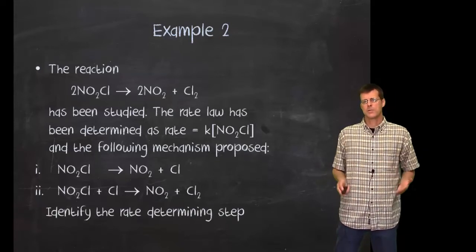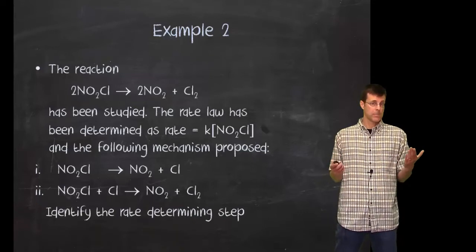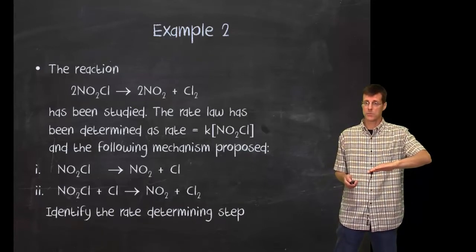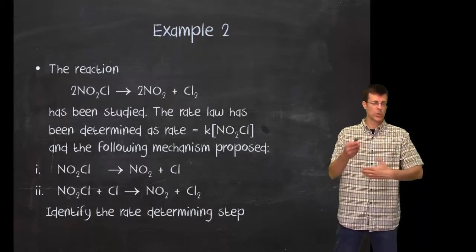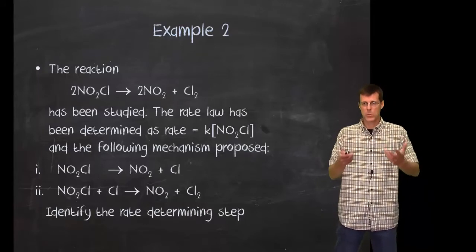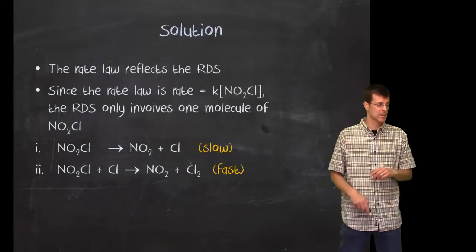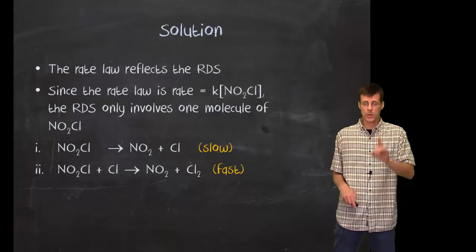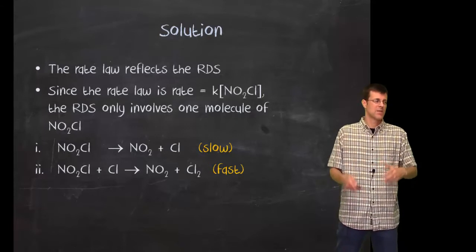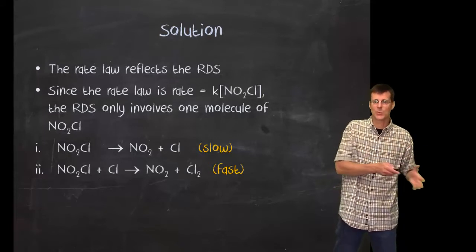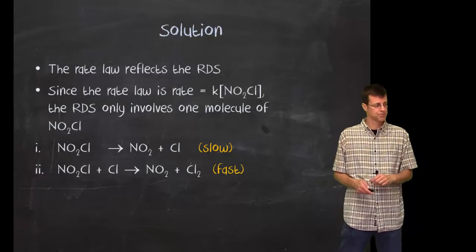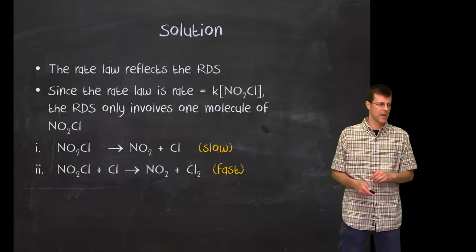If you were asked to identify the rate determining step, what would you do? You'd look at the rate law, and then you compare that to the proposed mechanism, and you say which one matches up the best. So because our rate law only had 1 of those reactants, I'm looking for the step that only has 1 of those reactants, and by the way, not the other one. So I could label it like that. First one is slow, second one is fast.